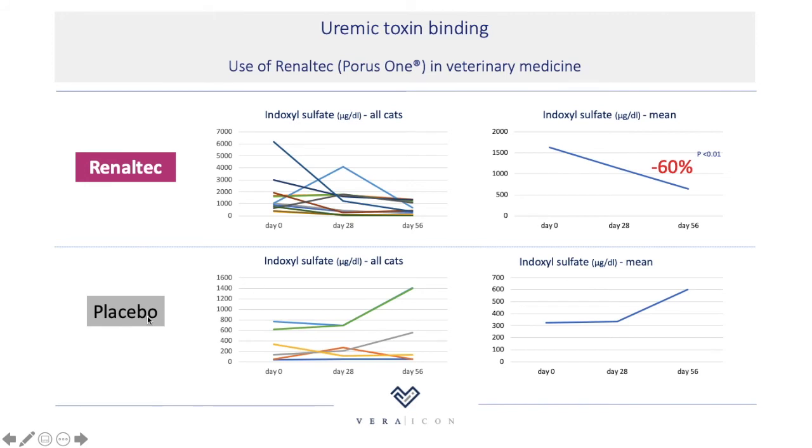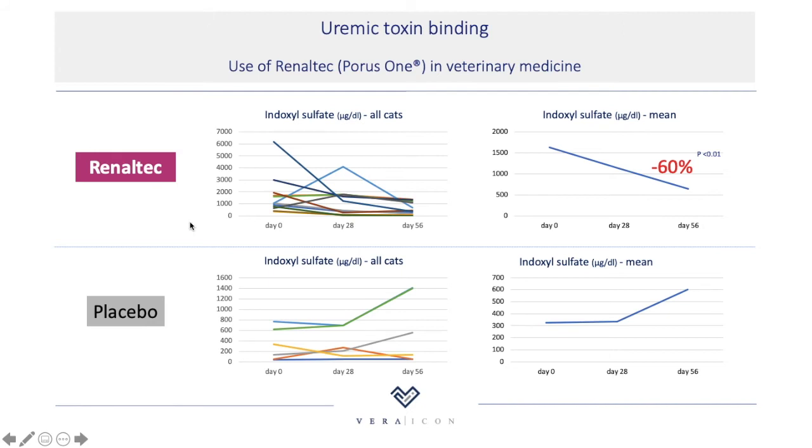In the placebo group, this is not happening. What you can see here is that in 3 cats, indoxyl sulfate levels remain constant, and in 3 others, indoxyl sulfate goes up. That's the reason why, if you look at the mean, it's slightly going up, but statistically there was no difference between the start and the end of the study.